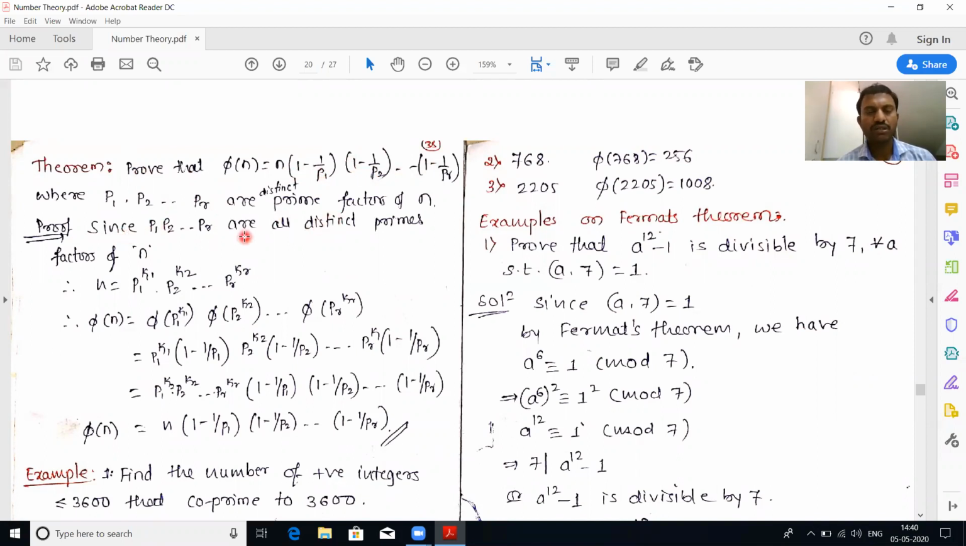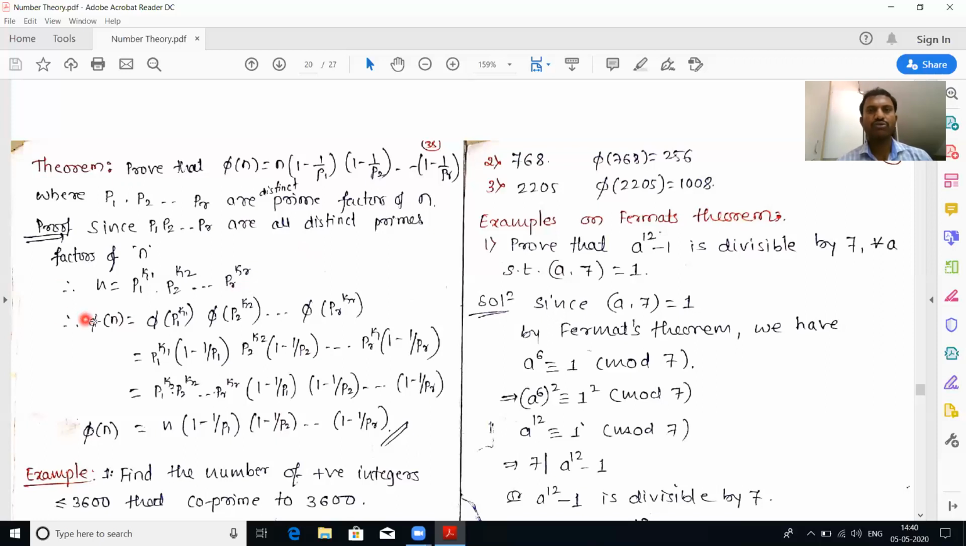By using the fundamental theorem of arithmetic, we know that any number n can be expressed in prime factorization in a unique way, where the prime numbers are distinct. If you express it in standard form, you get each prime number distinct here. Since p1, p2, p3 and so on up to pr are distinct prime factors of n, we can write n is equal to p1 raised to k1, p2 raised to k2, and so on up to pr raised to kr, by using the fundamental theorem of arithmetic.